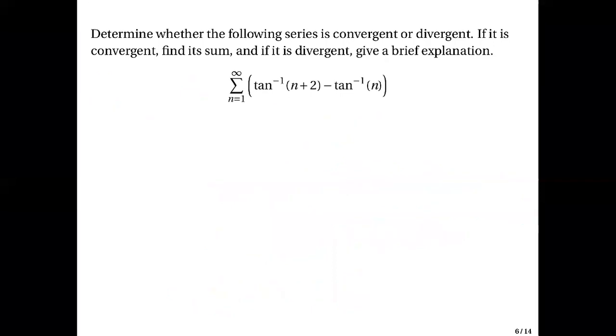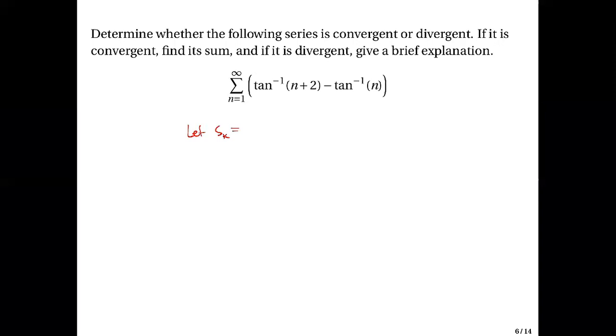Next, determine whether the following series is convergent or divergent. If it is convergent, find its sum. If it is divergent, give a brief explanation. I think you're familiar with this type of question, particularly this one, because it appeared in one of your homeworks. But anyway, let's just work this out. Let S sub k be the sequence of partial sums.